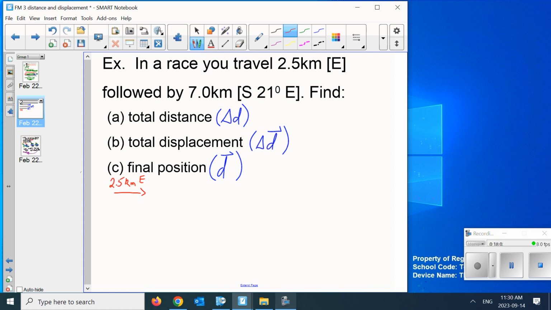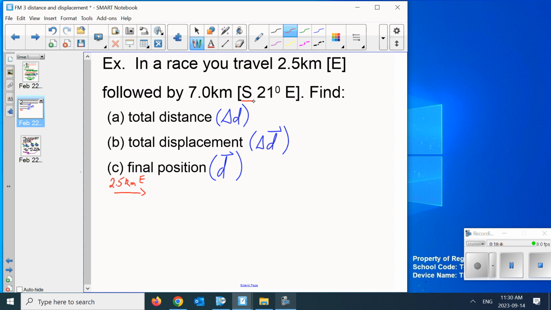And I'm using the traditional up as north. Followed by 7 kilometers south, 21 degrees east. Now, this means south. We know north and south. Right? And when you give a combo direction, it's kind of going southeast, but it's not going down the middle, 45 degrees. So you always give the north or the south first.